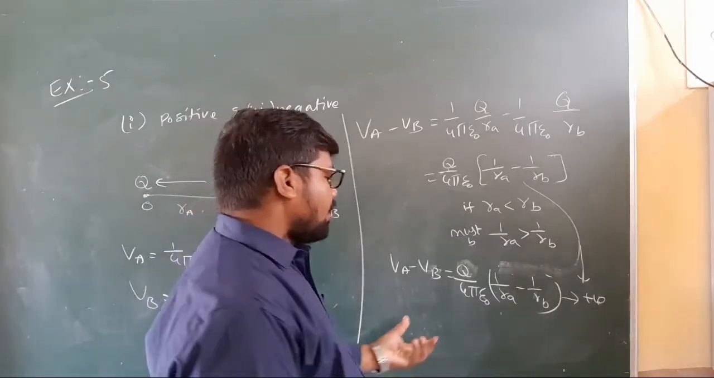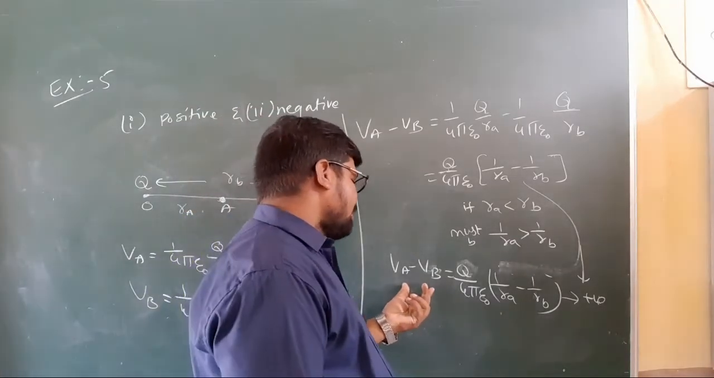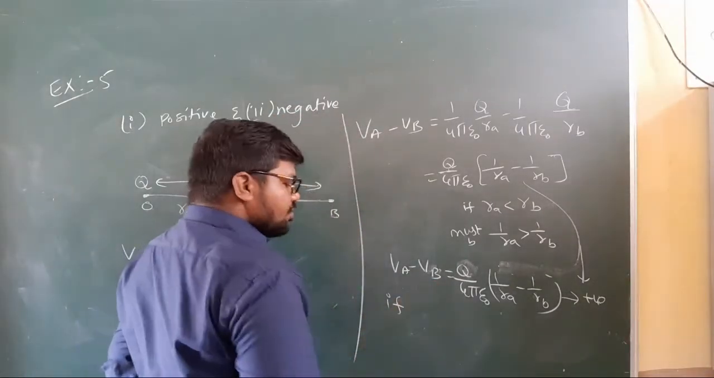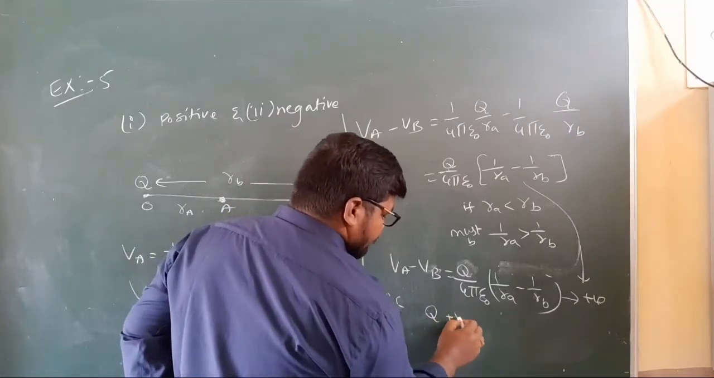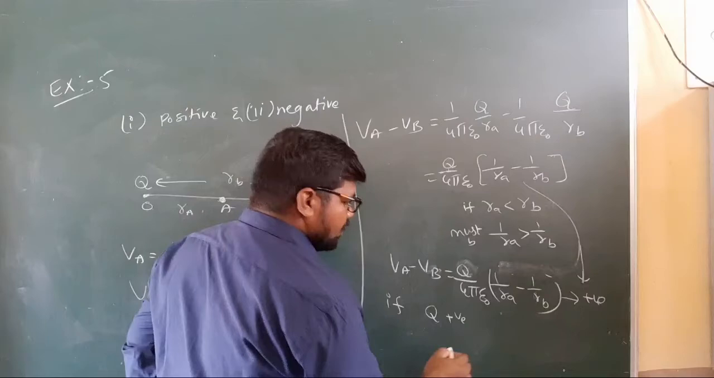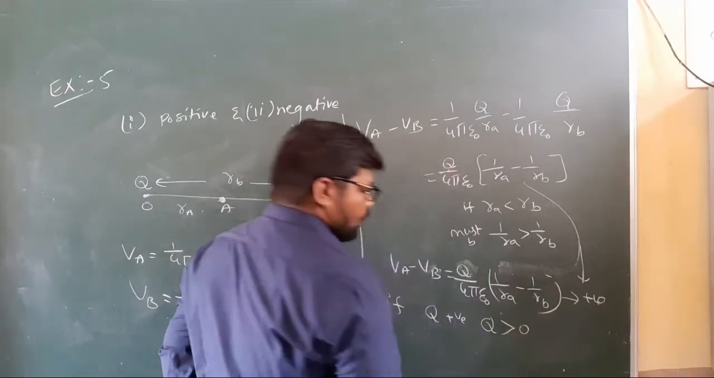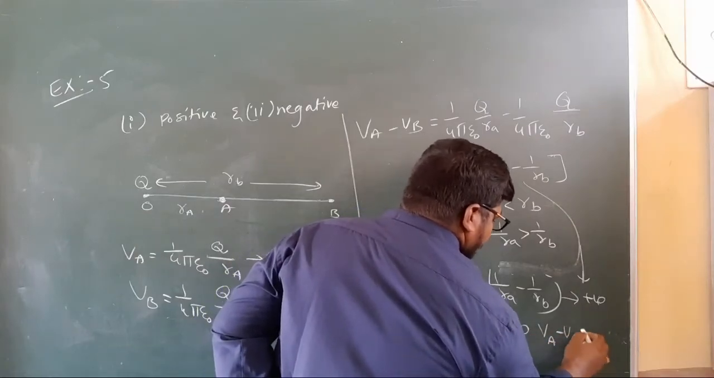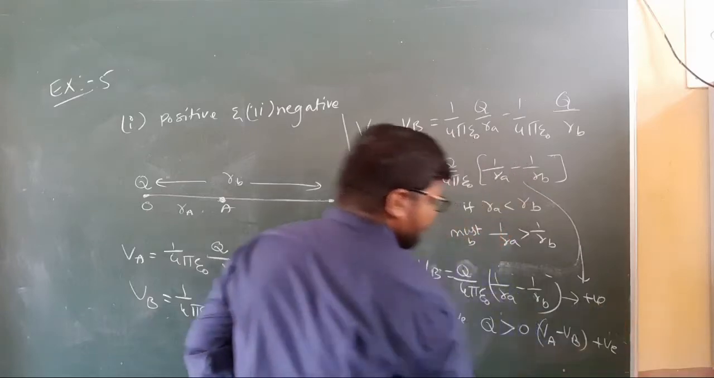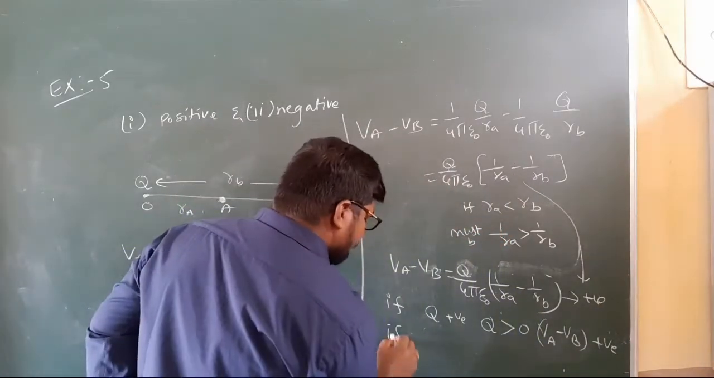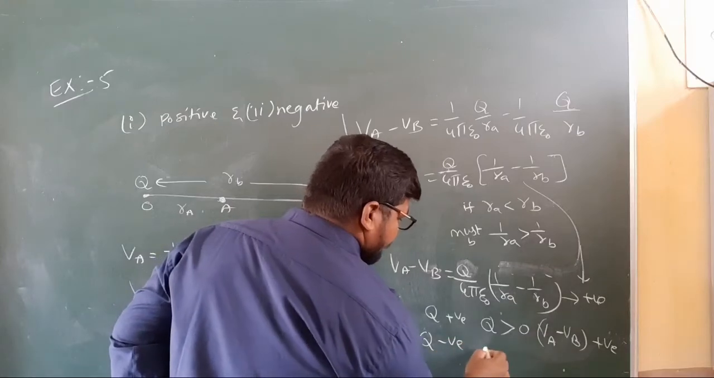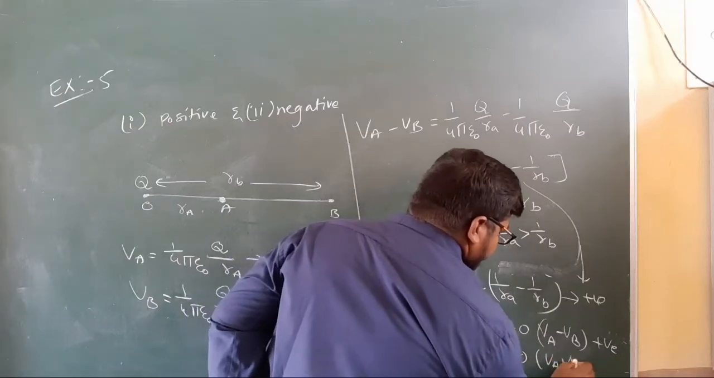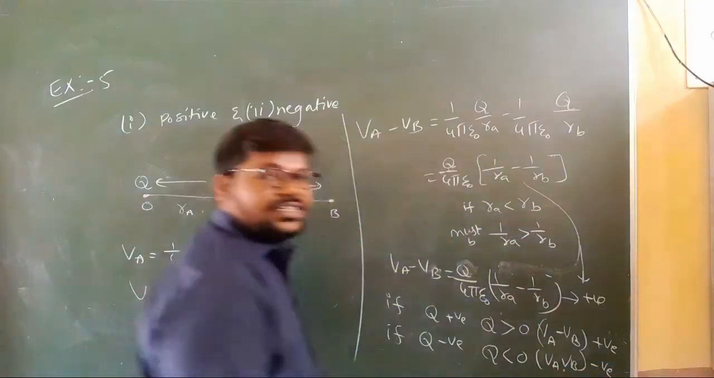So coming to when the potential is negative and when the potential is positive. If Q is positive, that means Q is greater than 0, then VA minus VB is positive. If Q is negative, that means Q is less than 0, then VA minus VB is negative. It's clear, my children.